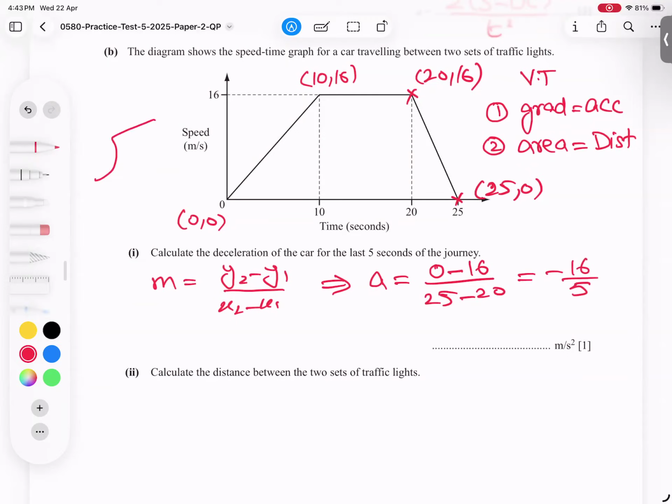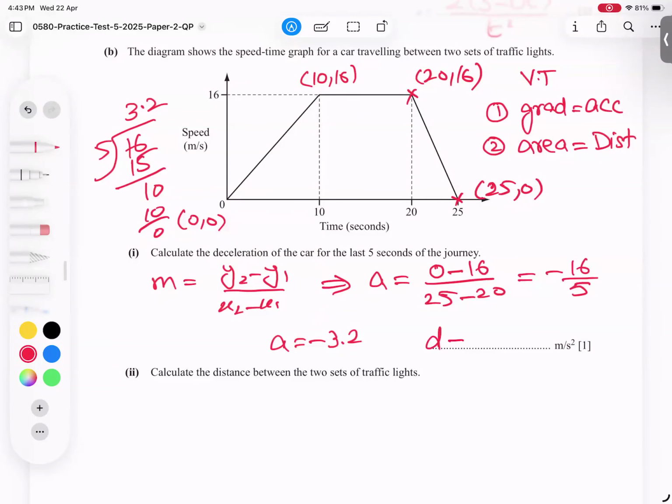divide 16 over 5. 5 threes are 15, so we get a 1 and decimal. 0, 5 twos are 10. So we got negative 3.2. But he said deceleration, which itself means deceleration, so I will eliminate the sign. So 3.2 is my final answer, but you may write D or not, no problem at all.